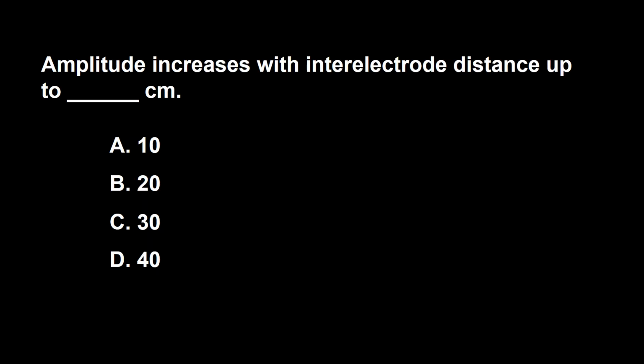Next question: amplitude increases with inter-electrode distance up to A, 10 centimeters; B, 20 centimeters; C, 30 centimeters; D, 40 centimeters.